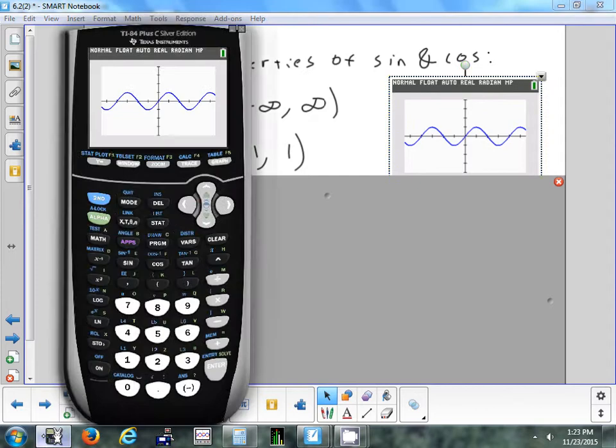If you want to see what cosine looks like, it's basically the same function as sine, except what would you say? It's been shifted. However you want to look at it. Take sine and shift it to the left, or take cosine and shift it to the right. But notice, same heights, 1 to negative 1.